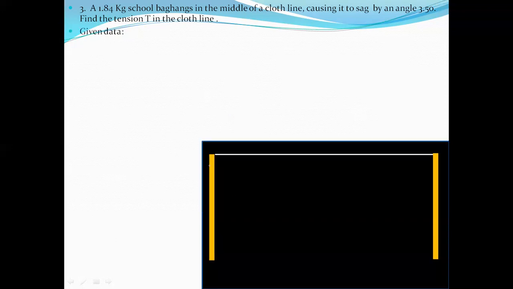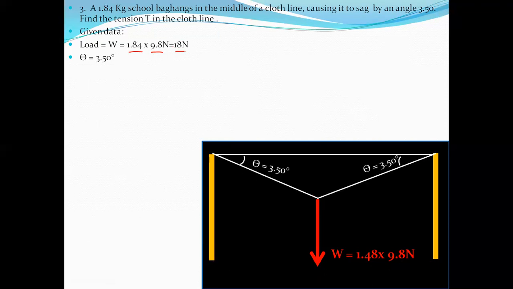First of all, we'll say that this is a clothesline, which is attached between two poles, and a load of 1.84 kilograms, and we have to convert it into force. So we multiply it by the value of g, which is 9.8. So the answer will be 18 Newton. So if we apply the force of 18 Newton, or the weight of 18 Newton, on the wire, it bends. It bends with an angle of 3.5 degrees with the horizontal.